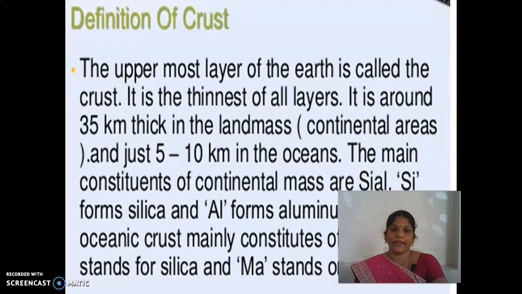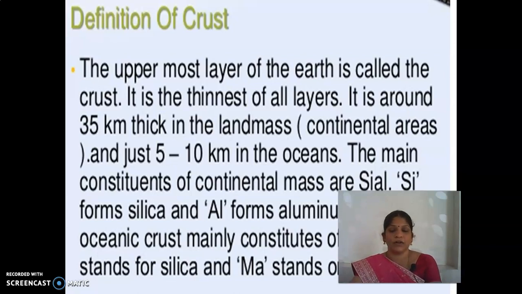Okay, children, we can go to the first layer, that is crust. The uppermost layer of the earth is called crust. It is the thinnest of all layers. It is around 35 kilometers thick in the land mass, continental areas, and just 5 to 10 kilometers in the oceans. The main constituents of continental mass are Sial. Si forms silica and Al forms aluminium. The oceanic crust mainly constitutes of Sima.